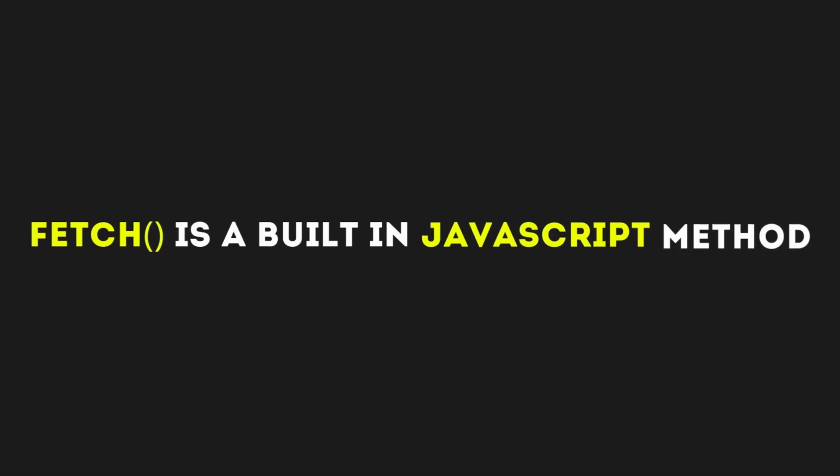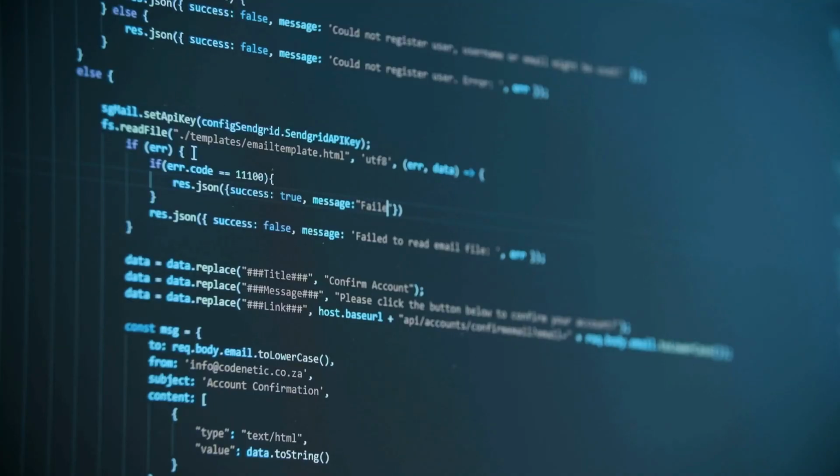Fetch is a built-in JavaScript method that allows us to make HTTP requests such as GET, POST, PUT, DELETE, and others to interact with web APIs. It's an essential tool for web developers because it is modern, promise-based, and works directly in the browser. So let's see how it works.